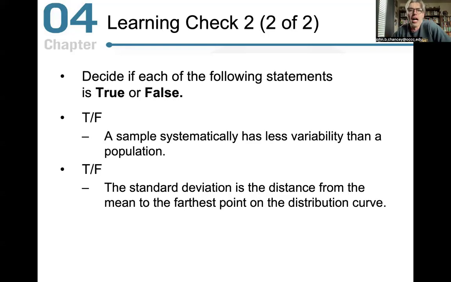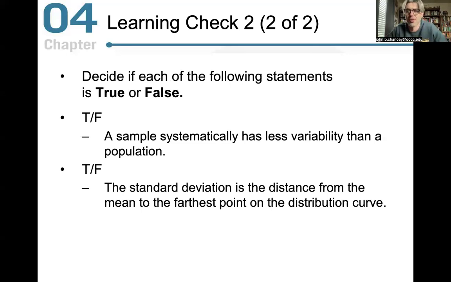Okay, let's see. Next one, true or false. We've got 2 of those. True or false? A sample systematically has less variability than a population. And then true or false for the second one: the standard deviation is the distance from the mean to the farthest point of the distribution curve. So make sure you understand these, or write down your answer, true or false, pause, come back.